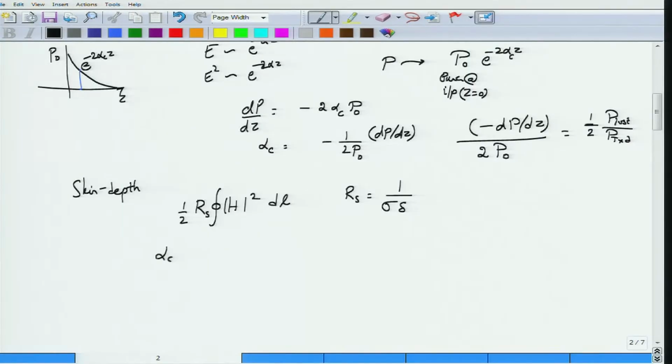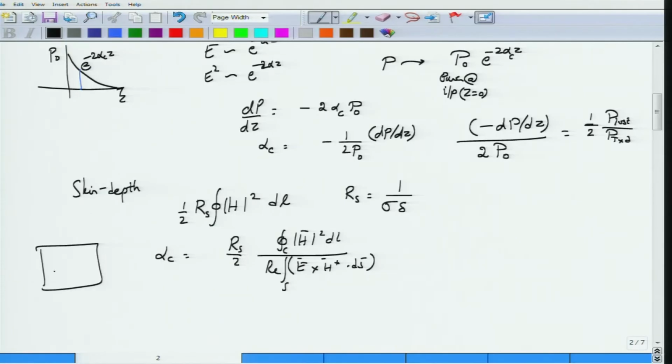So, with this, alpha c can be rewritten in terms of all these power calculations as Rs by 2 integral over |H|^2 over the loop, divided by the real part of E cross H complex conjugate dot ds. This is the power that is actually being transmitted, and this integration must be over whatever loop is formed by this surface S. So, you have a waveguide here like this, and on this surface, this would be your power that is lost over that loop.